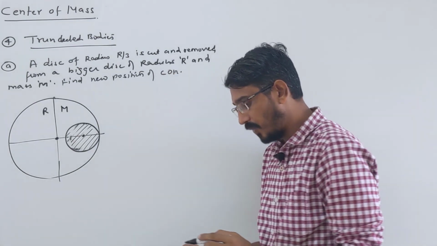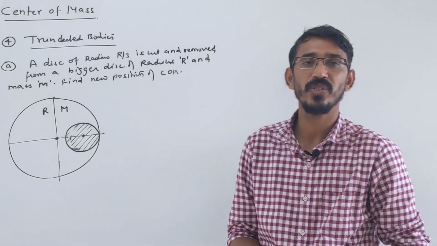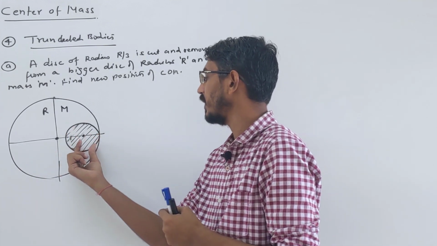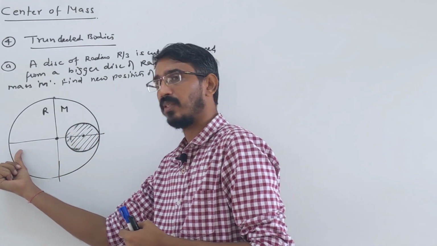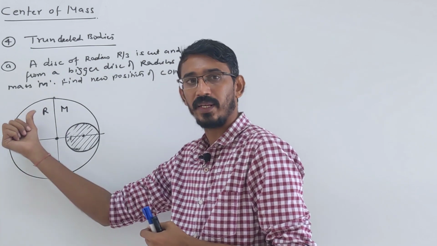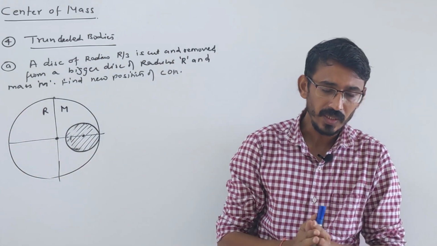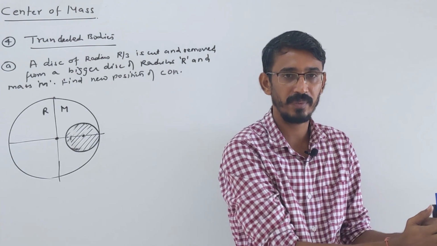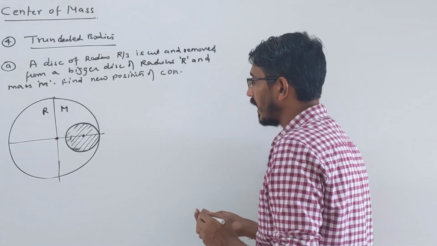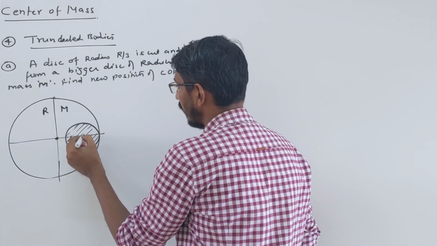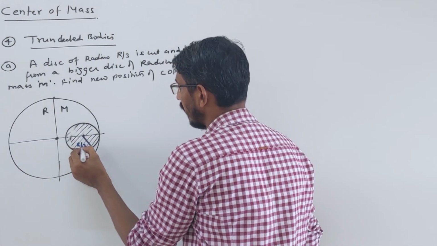Then where will the center of mass be? What is the new position of the center of mass? Obviously, when you cut and remove this, the initial center of mass was here, it will shift in that direction because that side is now the heavy side. Already we have learned that the center of mass is always towards the heavier part. This disk has a radius of r by 3.